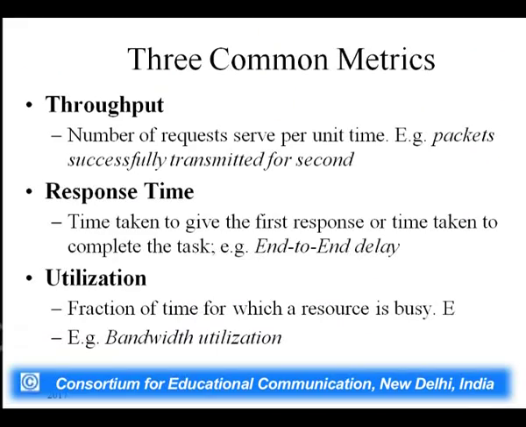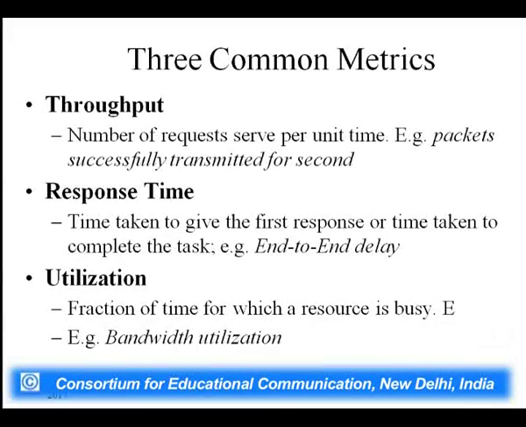Even if you forget about a computer network, take any system: when you have to evaluate performance, three metrics are very common to measure the performance of almost any system, and I thought I must summarize them here. One of the metrics to evaluate the performance of any system is the throughput, and the throughput is the number of requests served per unit time. The unit time for one system may be milliseconds, for another seconds, for another minutes, for another hours.